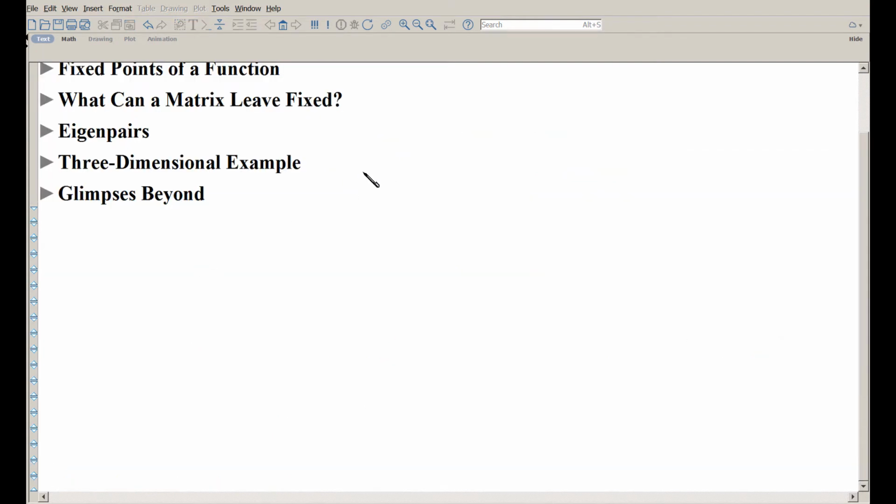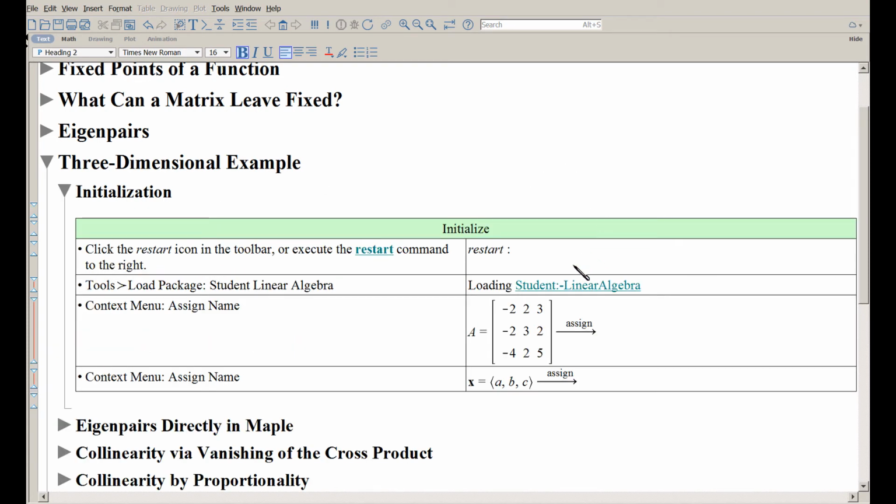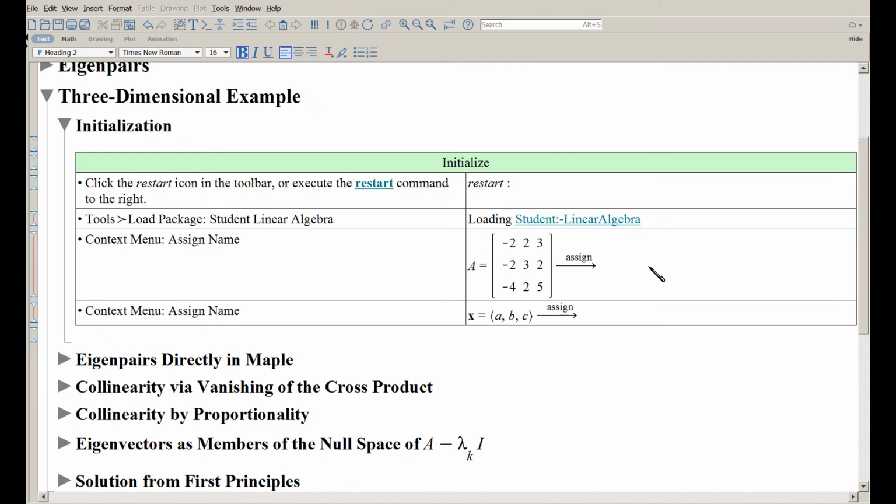So what would this all look like if we up the dimension by even 1? So here's a three-dimensional example. Again, I do a restart so that all the letters A and X are unassigned. And here is the student linear algebra package inserted. Here's a matrix A and an arbitrary vector X with components a, b, c.